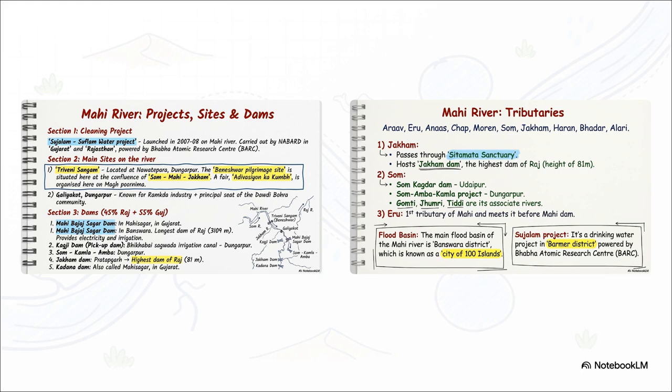The Mahi is also incredibly important for the whole region. I mean, looking at the notes on the left here, you can see these huge projects like the Sujalam Suflam Water Initiative. And over on the right, we see its main tributaries, the Som and Jakam. Now, this is key. The Jakam Dam at 81 meters isn't just some dam on a small river. It is the highest dam in the entire state of Rajasthan.